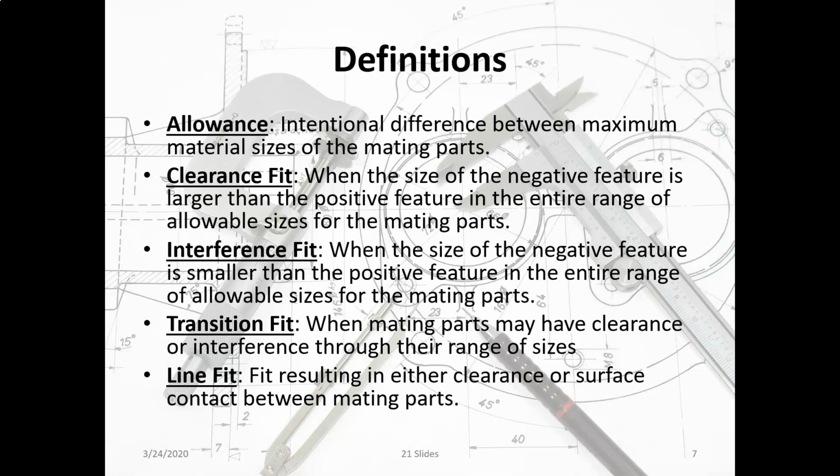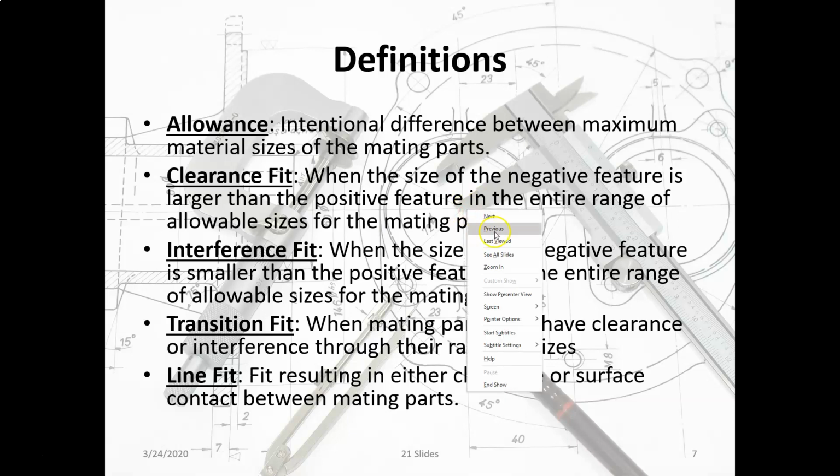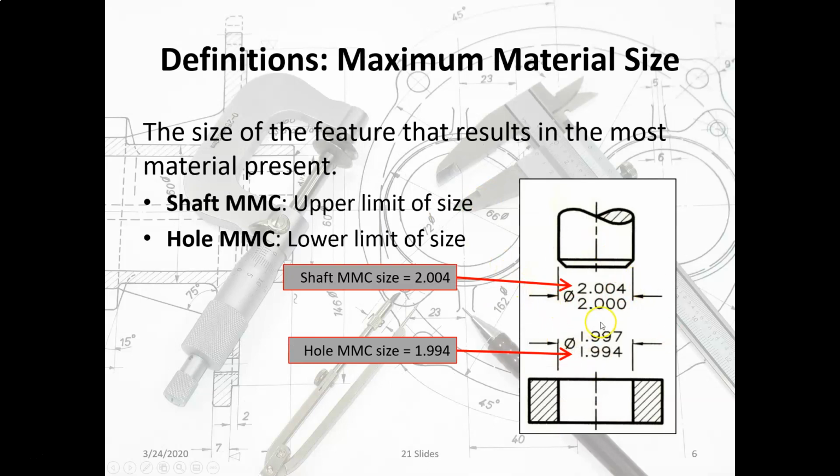That is when the size of the negative feature is larger than the positive feature in the entire range of allowable sizes for the mating parts. So again, let's go back to this, okay? Is this a clearance fit? Well, that would mean that in all the size range here, the shaft, which is the positive feature, has to be larger than the hole, which is the negative feature. And clearly, at no time is the shaft going to be smaller than the hole. 2 inches is never going to be smaller than 1.997.